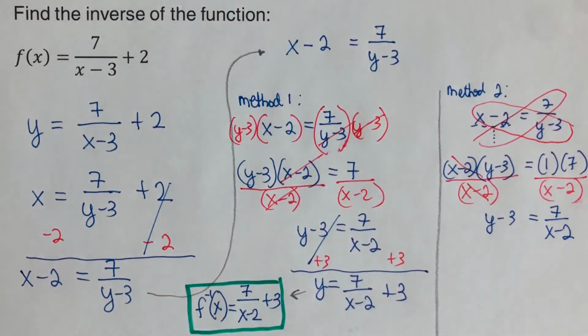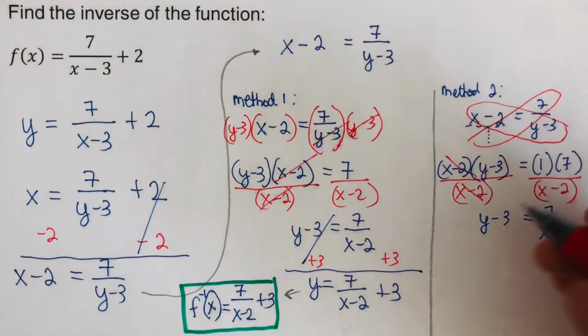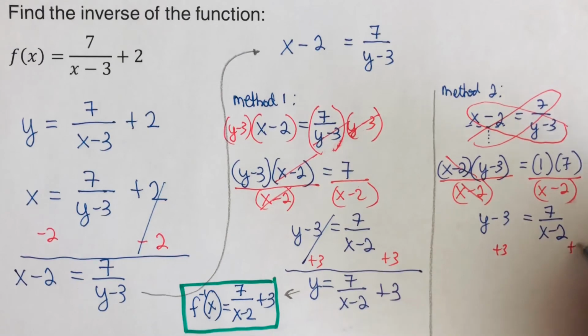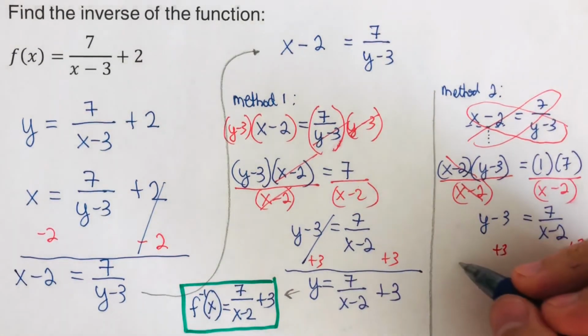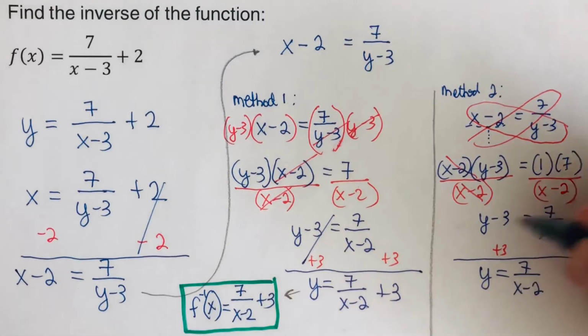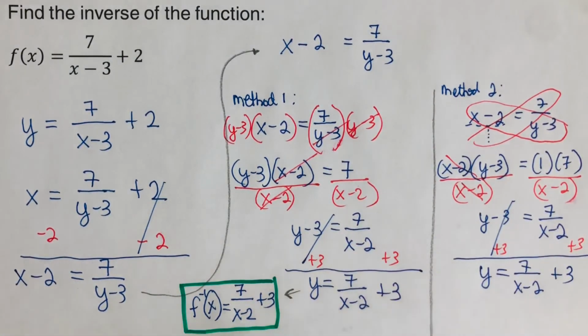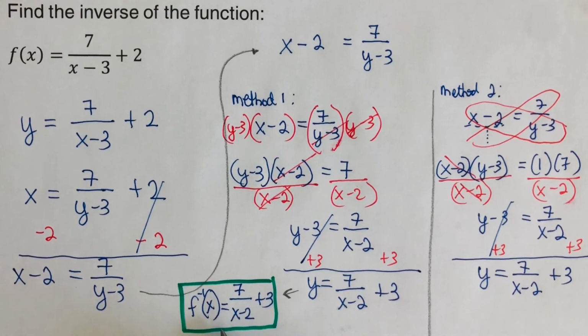Okay, so then from here we can go ahead and add 3 to both sides. So plus 3 and plus 3. So then we are left with y is equal to 7 over x minus 2. This one gets crossed out. And then that's a plus 3. So then as you can see, both of these will come up with the same inverse right here.